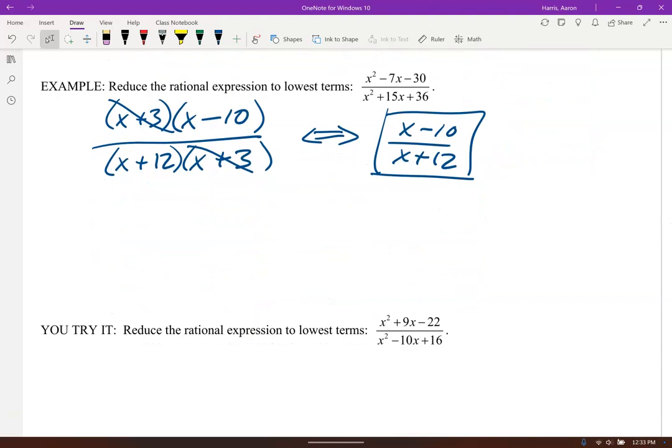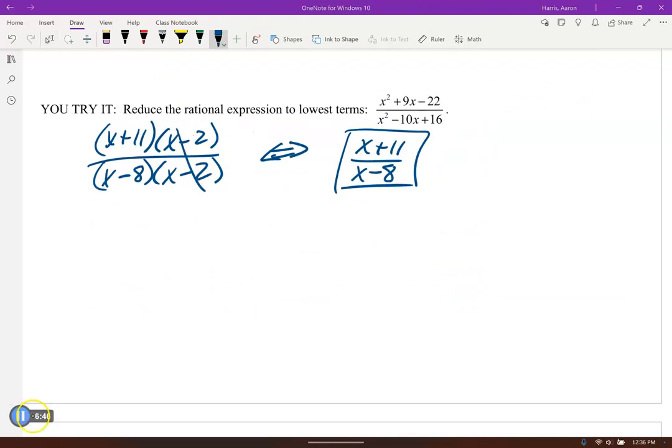Let's go ahead and have you guys try that one, see how you do. You should end up with x plus 11 over x minus 8. Let's move on here to the next type.